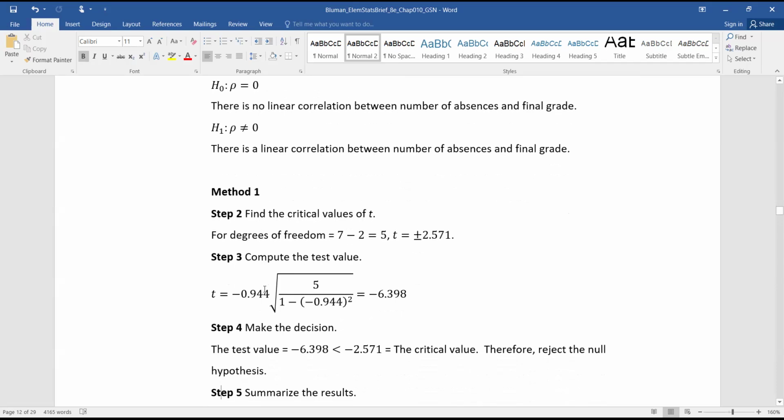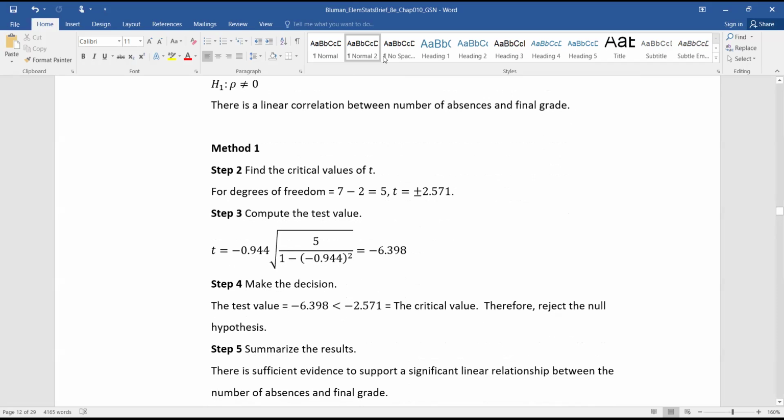So if we look at the first method, which is the traditional method, we find the critical value of T. For the degrees of freedom, we do 7 minus 2, which equals 5. If you use table E, or the T distribution table, you would see that it's plus or minus 2.571. You would go to 5 degrees of freedom and 0.05, and that would be your answer. Again, if it's negative that you're looking at, it'll be the positive and negative version of it.